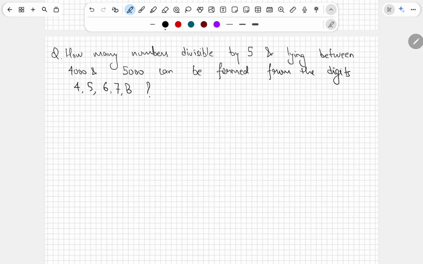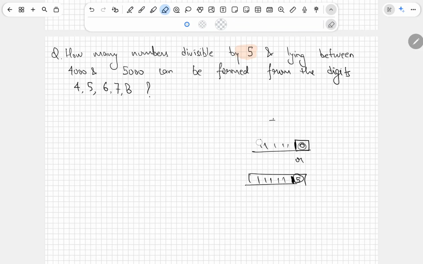Okay. Now let's look at the next question. It says how many numbers divisible by 5? Now what is the condition? Divisibility by 5 means no matter how long the number is, the last digit can either be 0 or 5. Either 0 or 5 is present at the last place, then the number is divisible by 5. We'll remember this condition.